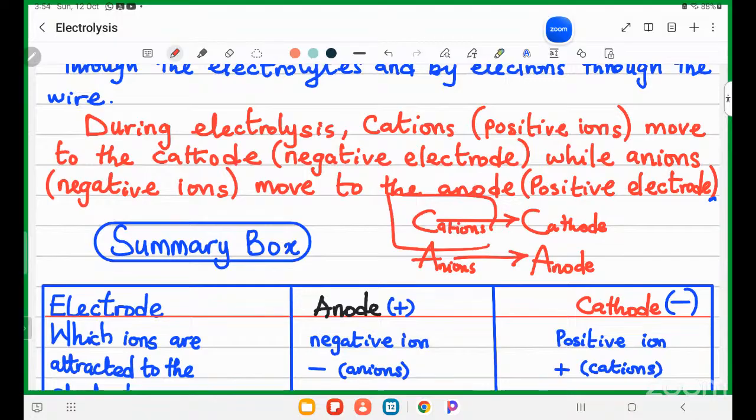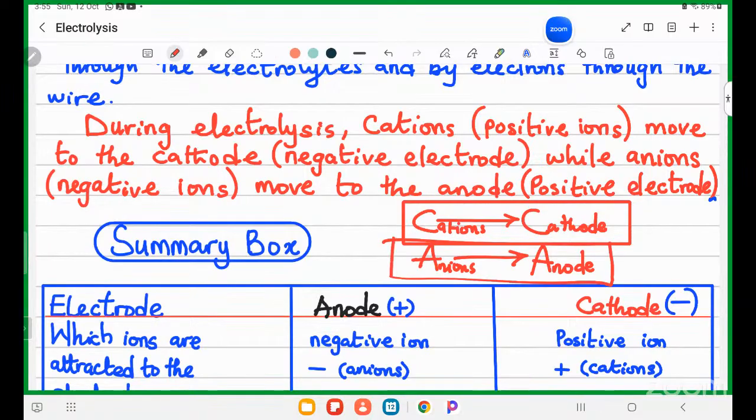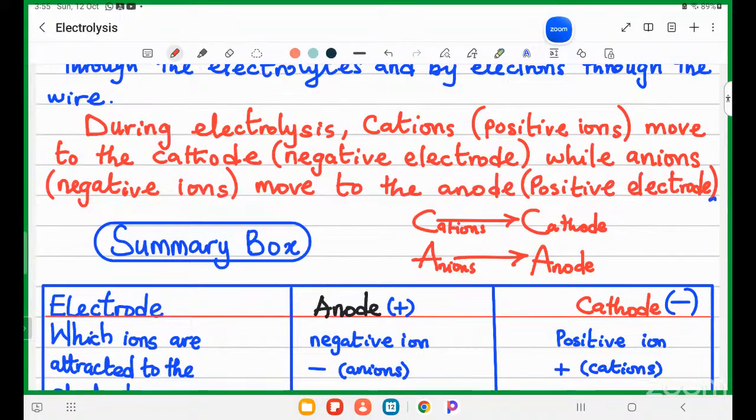Cations are positively charged. They move to the negative electrode. Negative electrodes attract the positive ions because unlike charges attract, while like charges repel. Because these are unlike charges, the opposite charges are migrating to their poles.